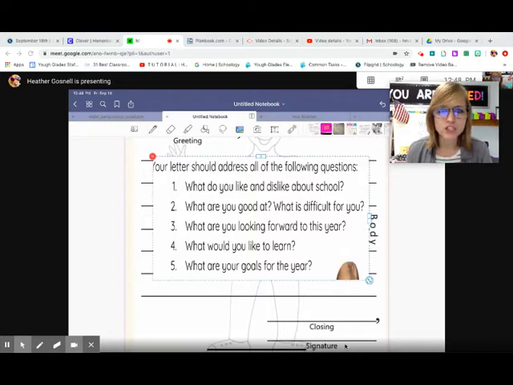It says, what do you like and dislike about school? What are you good at? What is difficult for you? And what are you looking forward to this year? You also had to answer, what would you like to learn? And what are your goals for this year? So I took this little snippet from our assignment, but remember, all of these questions are inside of your assignment. So that's where you find it.